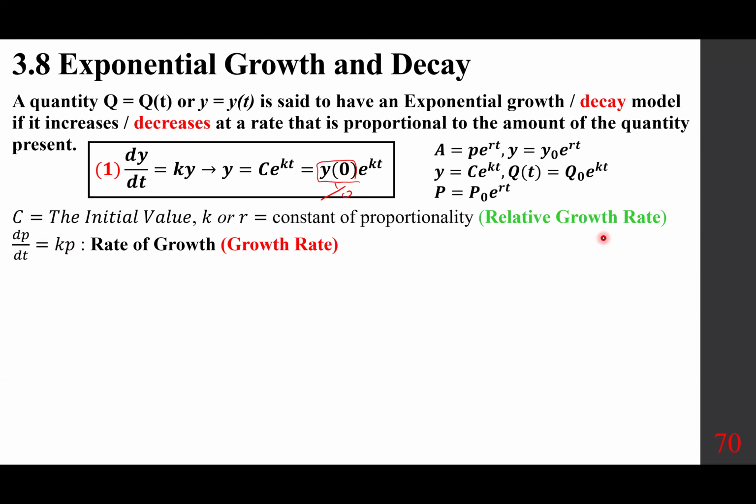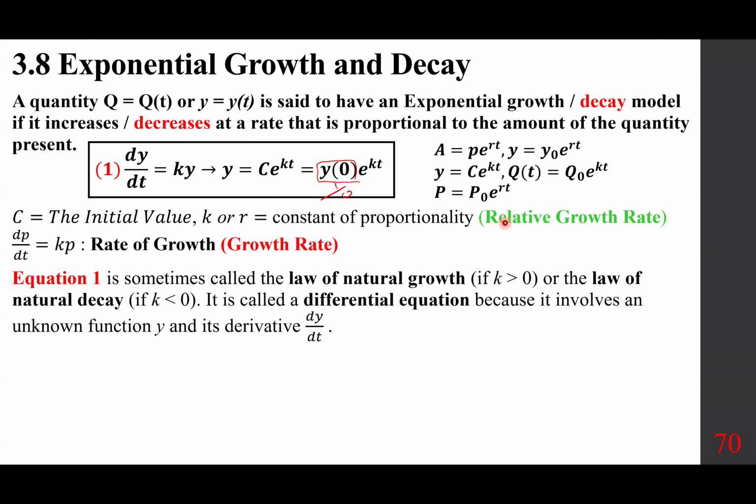Don't mix them up. So the k or r, if you come up with the terminology, relative growth refers to the value of k or r, the number sitting next to t in the exponent. Whereas its derivative, dP/dt or dy/dt, is the rate of growth, or they might say growth rate. Don't mix it up with the relative growth rate. That's the idea. All right.